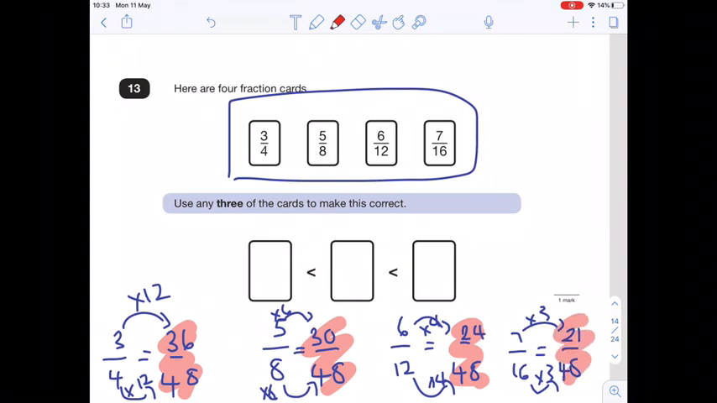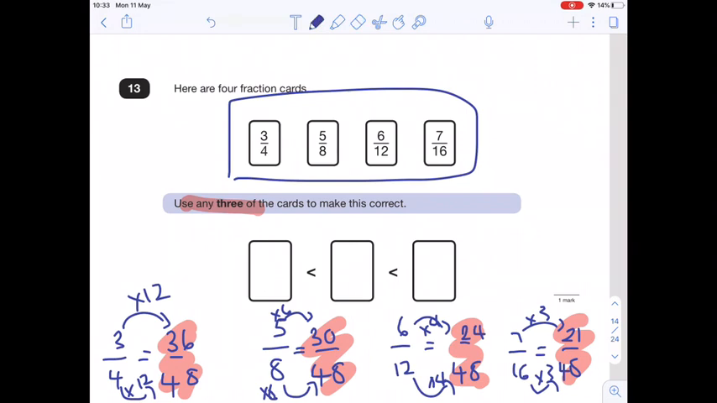So I'm quite happy if you've done that. You should really write the originals in here, because you use any 3 of these cards to make it correct, but I don't really mind whether you have or not. So as long as you choose ones that are right, so this one needs to be smaller than this one, which needs to be smaller than this one. That's the way it's going to work.